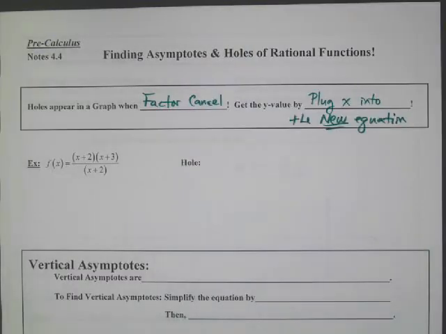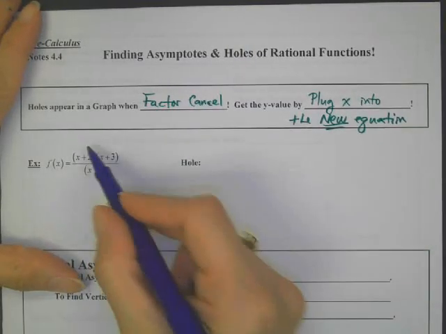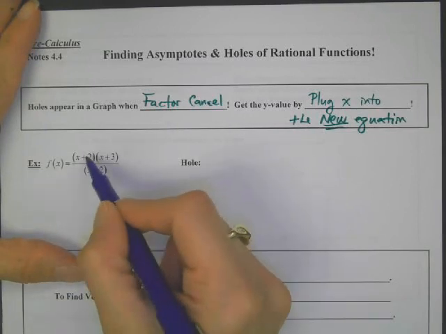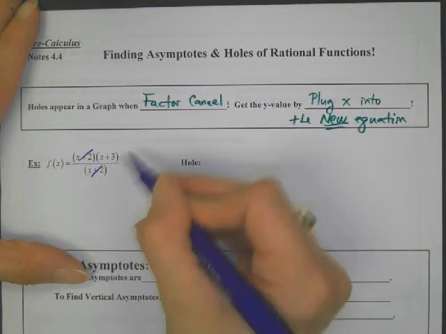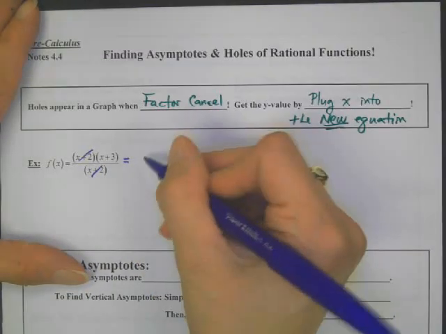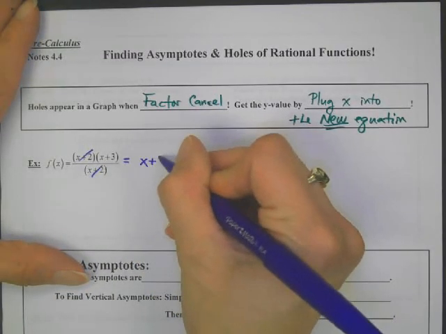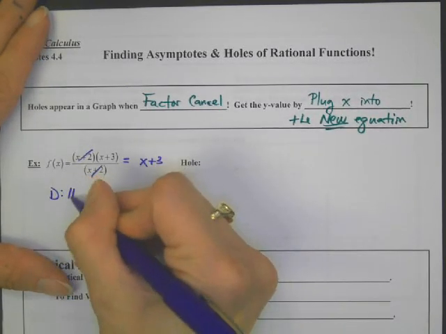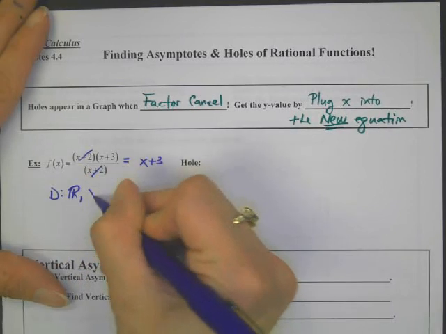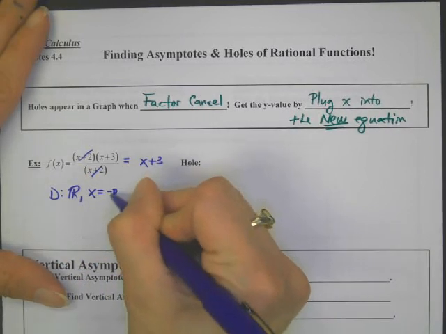This rational function right here has already been factored for you, and I see that there are some common factors. If the factor is in the numerator as well as the denominator, we can go ahead and cancel it out and simplify this function into x plus 3. Now let's talk about this function, because in the beginning the domain was all reals except we cannot use -2.